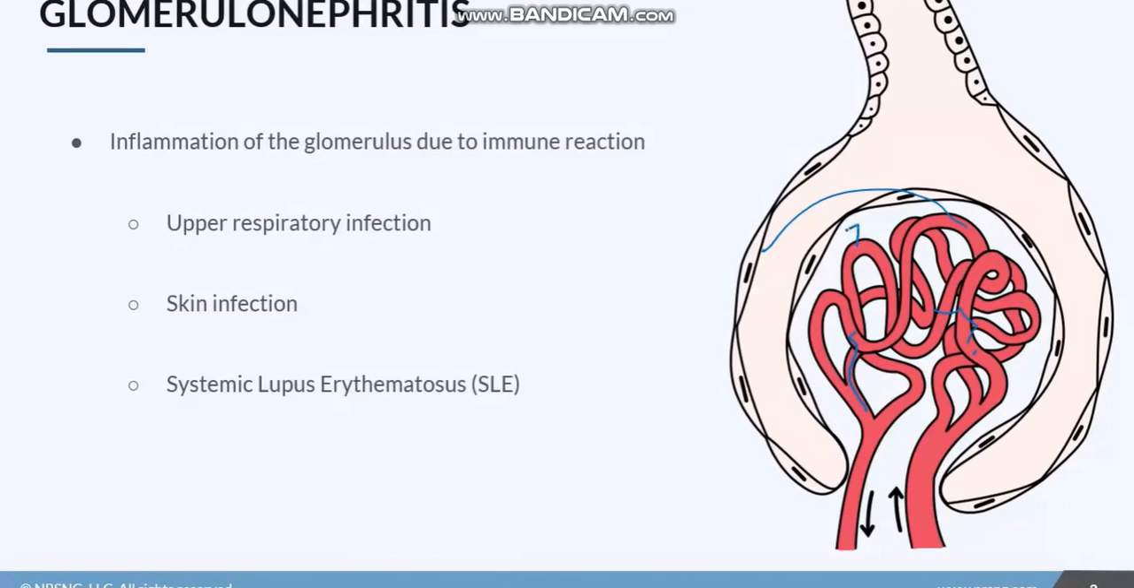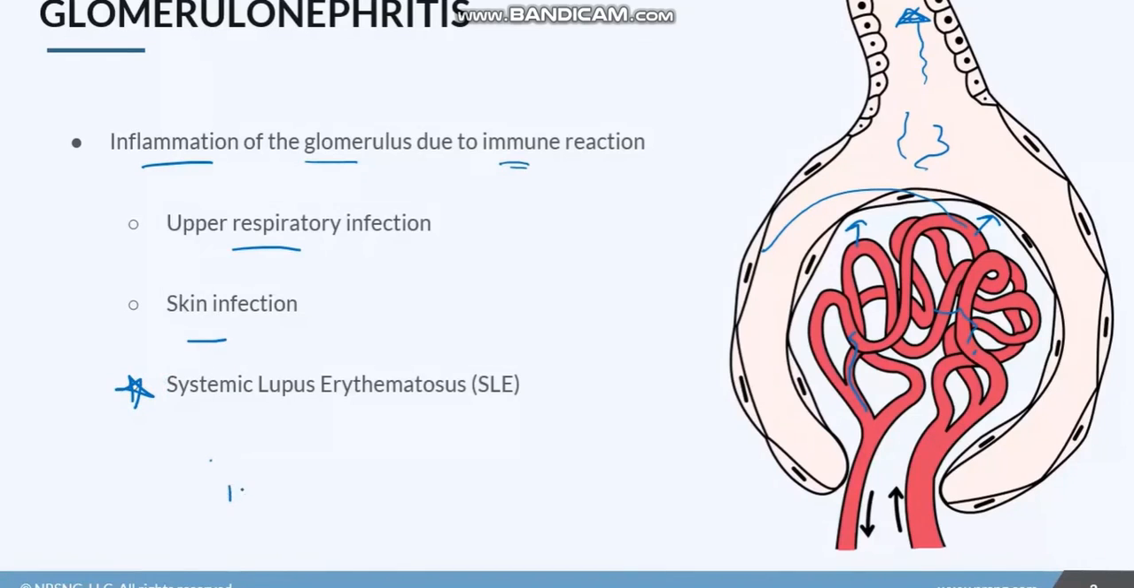So it forces the blood out through these capillary walls like a strainer, and that fluid gets collected in this tubule and goes through the nephron to be excreted as urine. So, glomerulonephritis, like we said, is inflammation of the glomerulus due to some sort of immune response. Common predisposing factors are things like upper respiratory infections, skin infections, or autoimmune diseases like lupus.